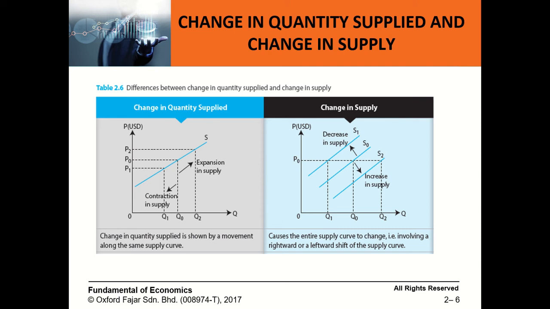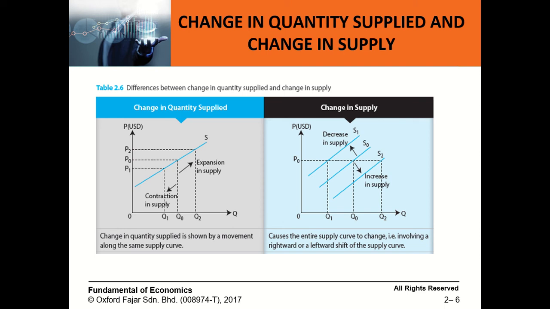Do other things influence the change in quantity supplied? No. The only factor that influences the change in quantity supplied is the price of the good itself. That's why you can see that an increase in quantity from Q0 to Q2 is caused by an increase in the price of the good itself, which is P0 to P2.